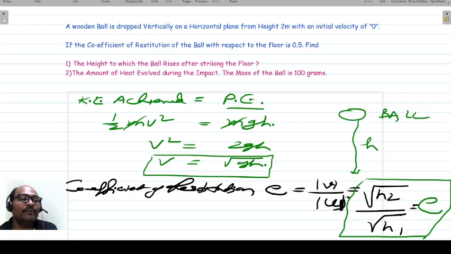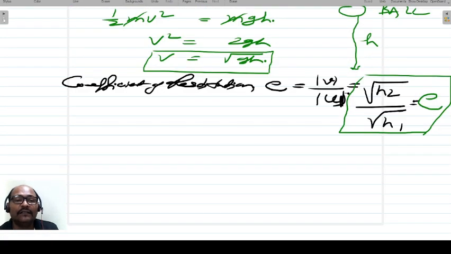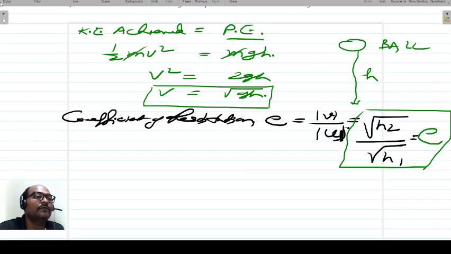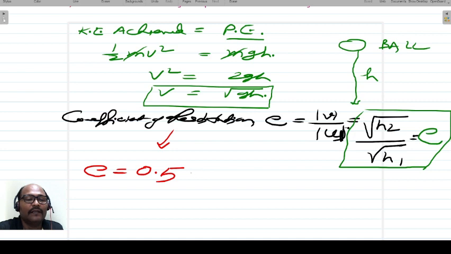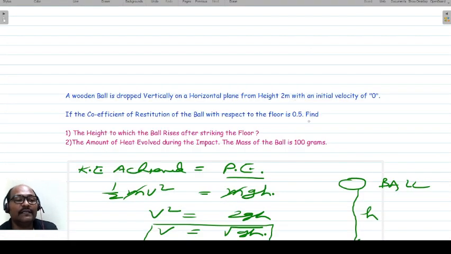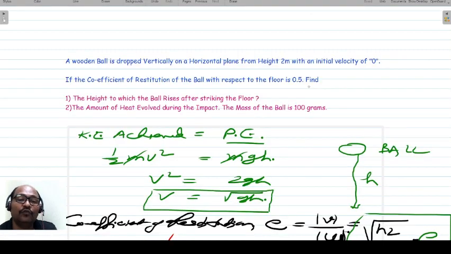Now the question is that a wooden ball is dropped vertically on a horizontal plane from a height of 2 meter. So h1 is 2 meter, with an initial velocity of 0. If the coefficient of restitution of the ball with respect to the floor is 0.5, then E equals 0.5, which equals root over h2 divided by root over h1. And what is the value of h1? The ball is initially dropped vertically from a height of 2 meter, so h1 is 2 meter.